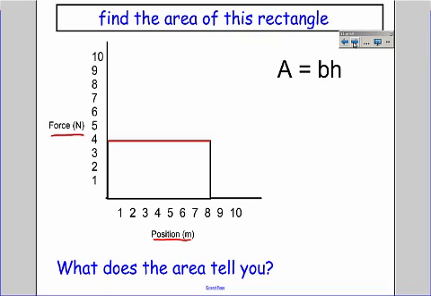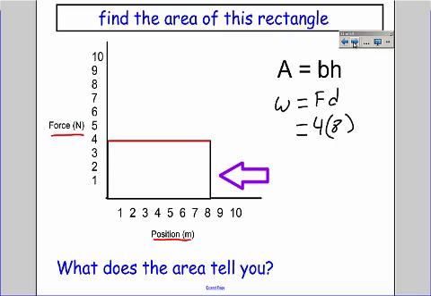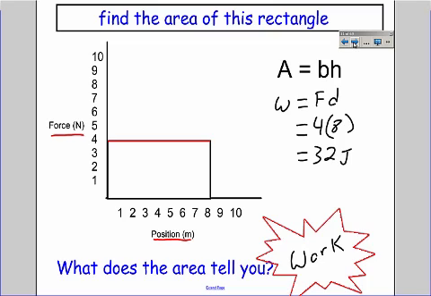If you were to find the area of this rectangle, you'd be multiplying those two numbers together. This is the exact same as our work formula. Work equals force times distance. So if you were to take your force right here, it says that your force is 4. The distance that it's gone, the position, is 8. 4 times 8 equals 32. And in this case, we're going to have units of joules. So the area tells us how much work has been done.